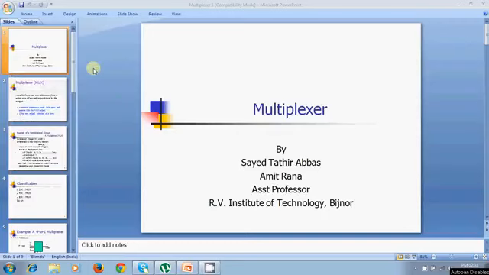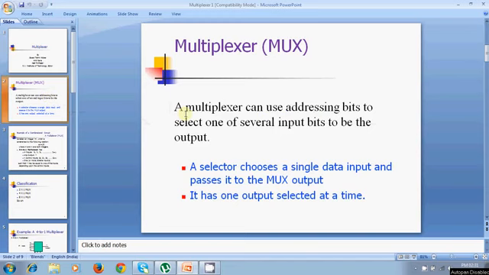Hello guys, today we will learn about multiplexer. Multiplexer is a combinational circuit which has a number of input lines and a single output. A multiplexer can use addressing bits to select one of several input bits to be the output. That means the selector chooses a single data input and passes it to the output. That means it just selects one output at a time.